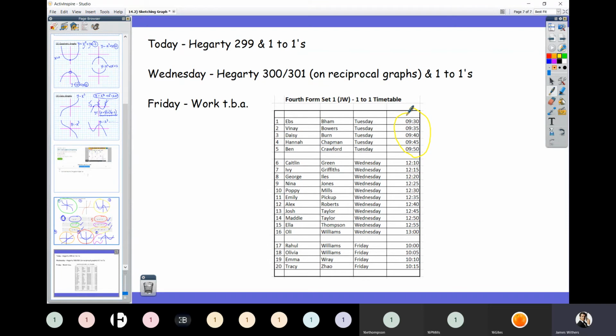I will go and put all these times on Show My Homework, okay? But if you want to just note when your time is, that would be good. Now, the work I would like you to do on Wednesday and on Friday while you are waiting for the one-to-ones to finish is to go and do the Hegarty 300 and 301s. Those are on reciprocal graphs, okay? So that would be the work for you to be doing Wednesday and the first part of Friday's lesson while I'm finishing off the one-to-ones.